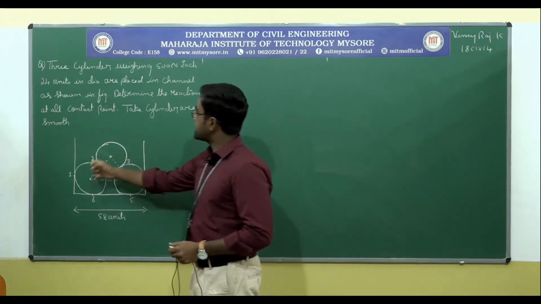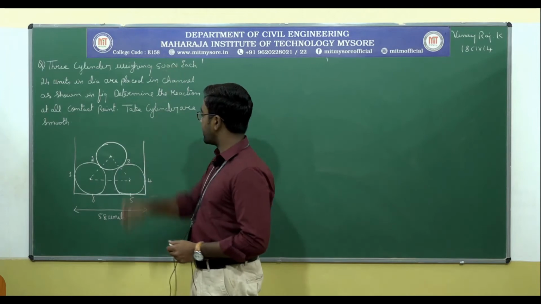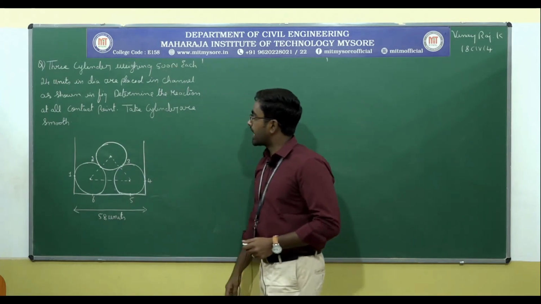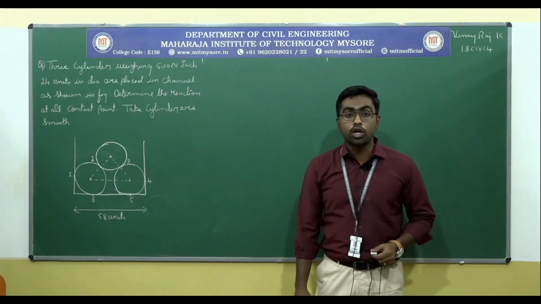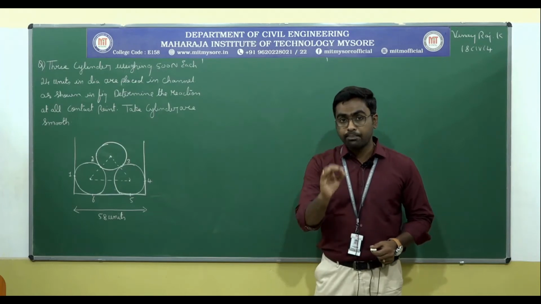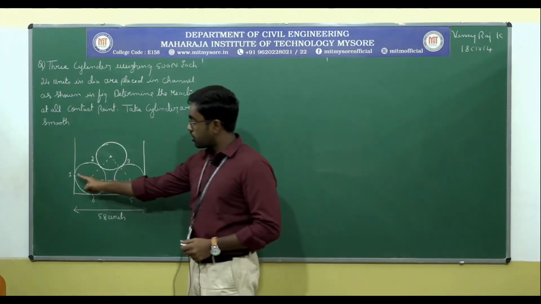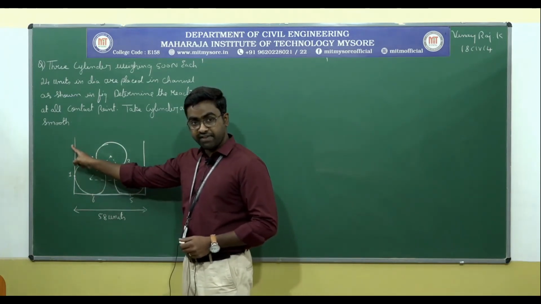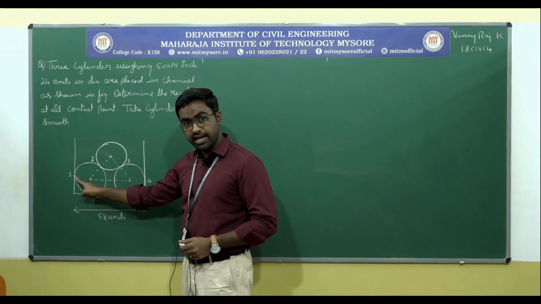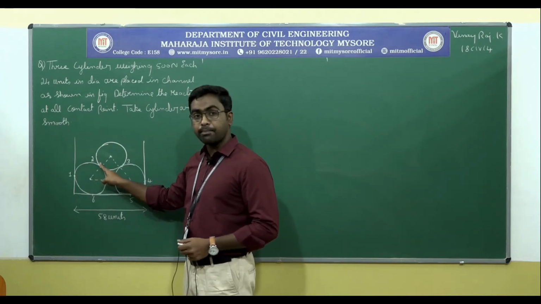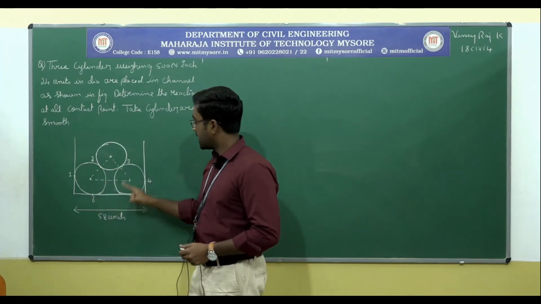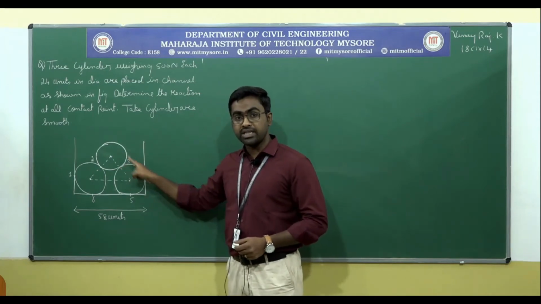The weight of all 3 cylinders is the same, that is 500 Newton. So now I need to calculate the reaction at all contact points, and the contact points are also mentioned in the figure itself. See, this is the first contact point between the surface of the channel and the cylinder, right? So this is the second contact point between these two cylinders. This is the third contact point between these two.